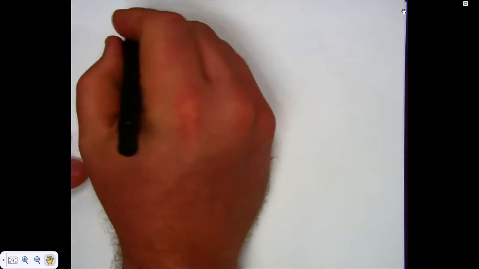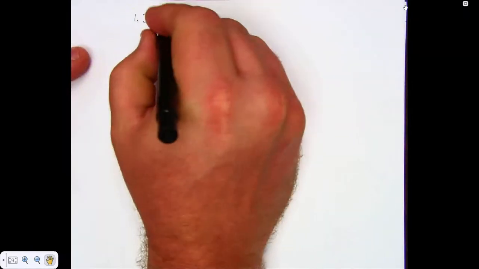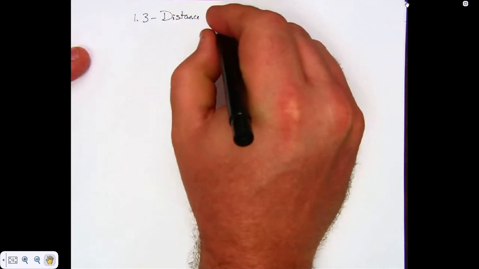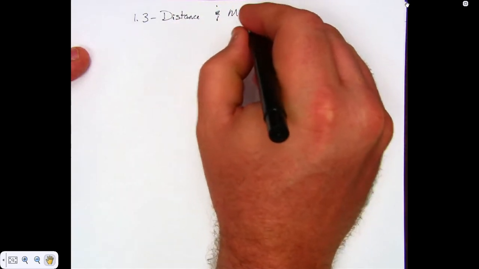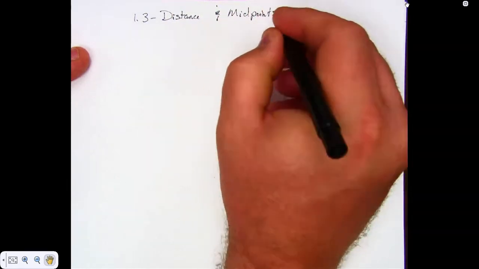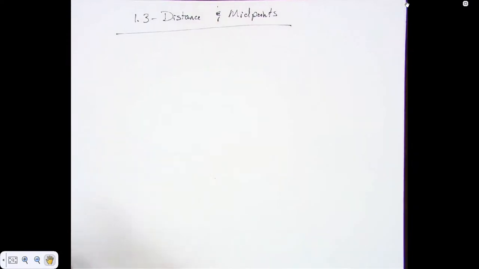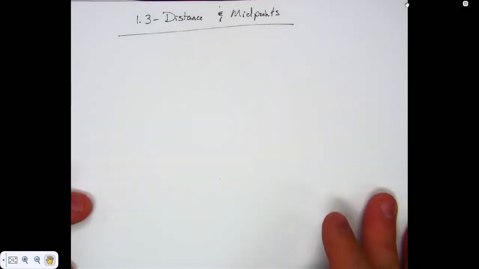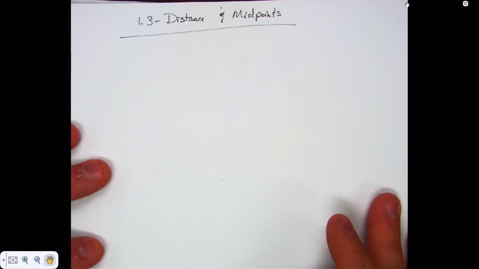Okay, section 1.3, distance and midpoints. Basically for this you're going to have a lot of formulas. Okay?